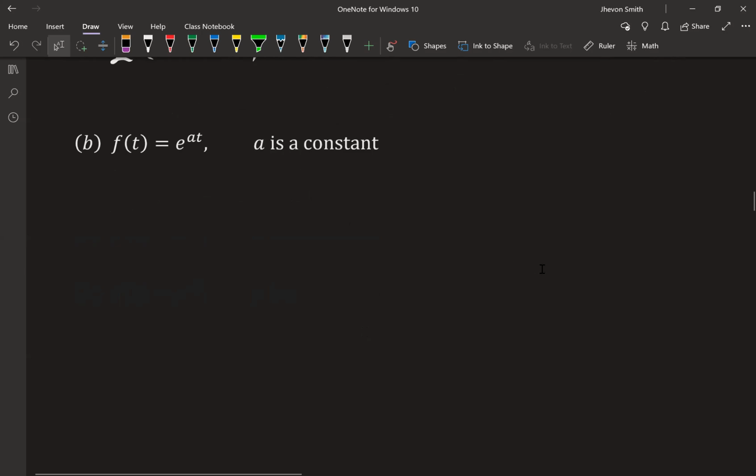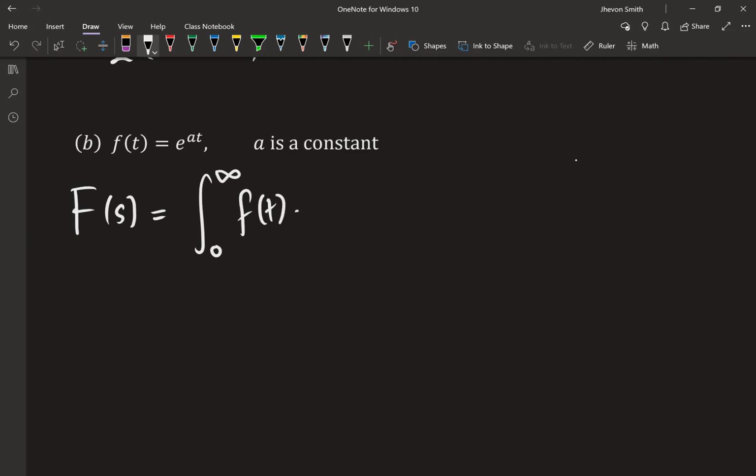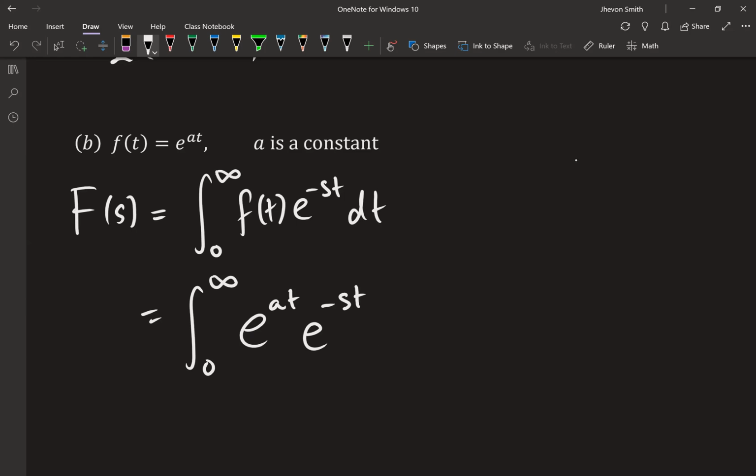So let's say I have this function. I have an exponential function and I want to find the Laplace transform of that. So again, the Laplace transform is going to look like the integral from 0 to infinity of f of t e to the minus st dt. This is going to be the integral from 0 to infinity of e to the at times e to the minus st dt.